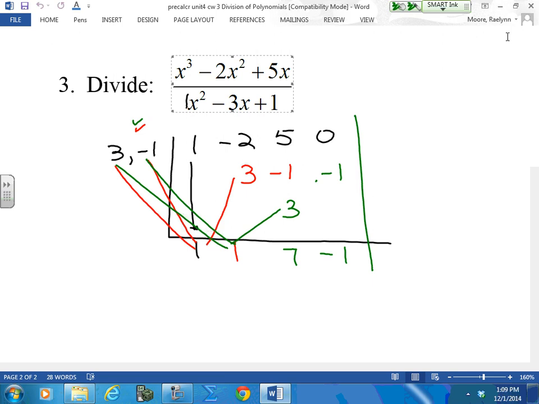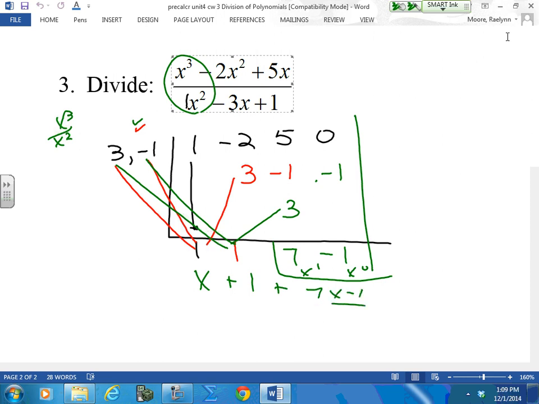You bring it down, multiply to the right, multiply to the right, add 1 down. Do the process again. So your front end says x3 over x2 gives me x1. 1x plus 1, this is your remainder. This is your 0, this is your 1. Plus 7x minus 1 over your denominator. And that's your remainder.